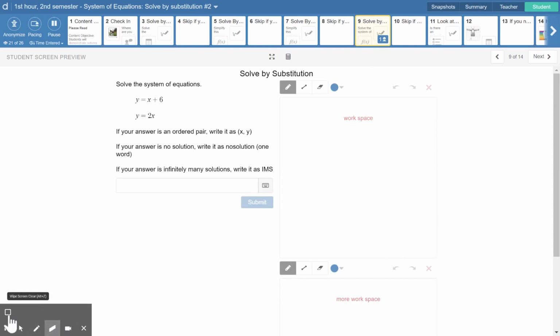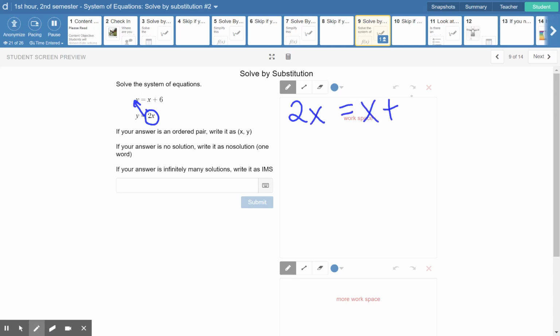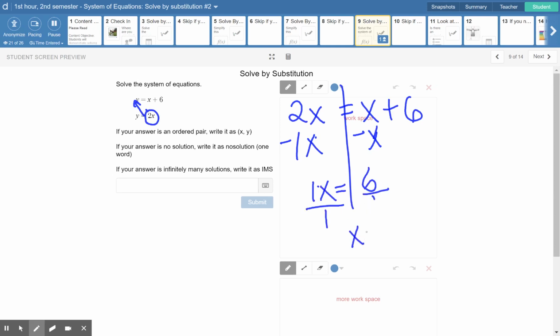All right, slide number 9. When we have two of the isolated variables, you get to decide which one you want to plug in. I'm going to plug in 2x into this y. And then it becomes variables on both sides. So to undo a positive x, we're going to minus x on both sides. If you want to write that 1 there, the coefficient, totally fine. So then we have 2x minus 1x, which is 1x, equals 6. Can divide by 1. So then x equals 6.